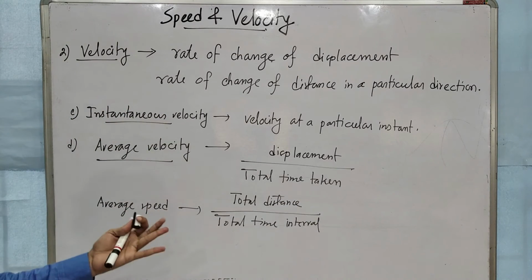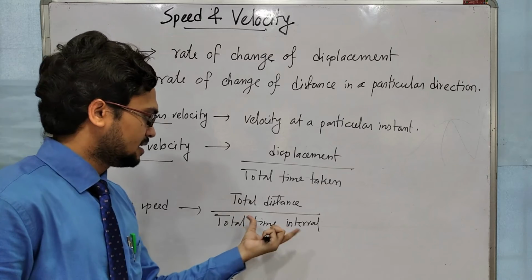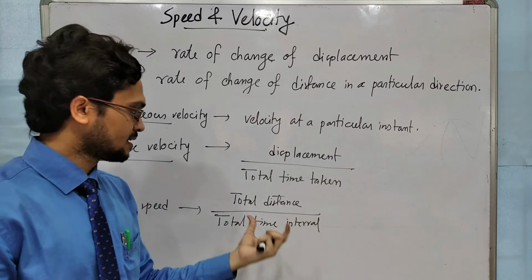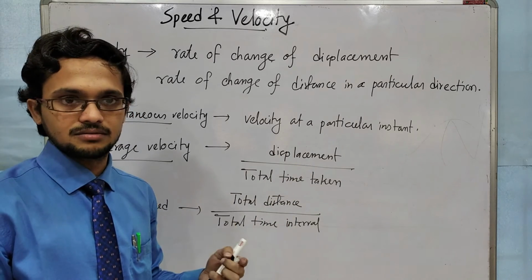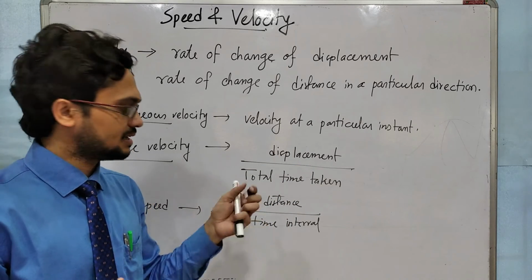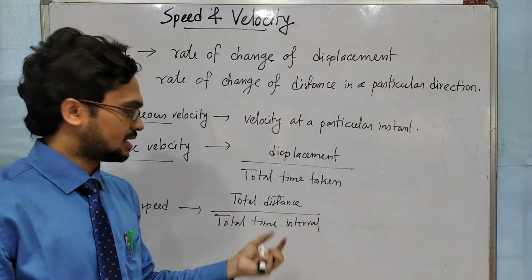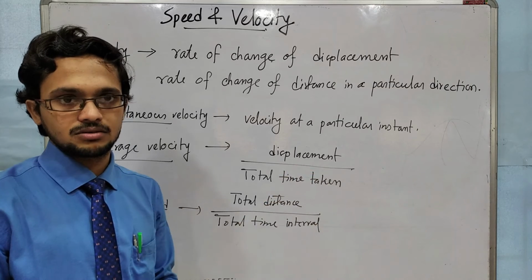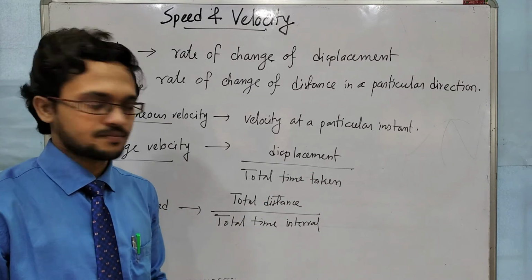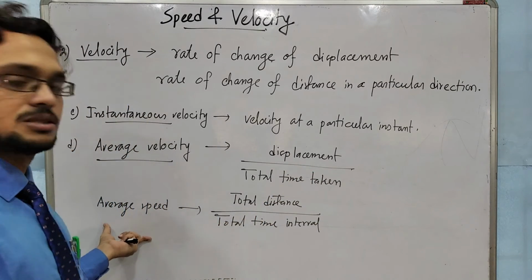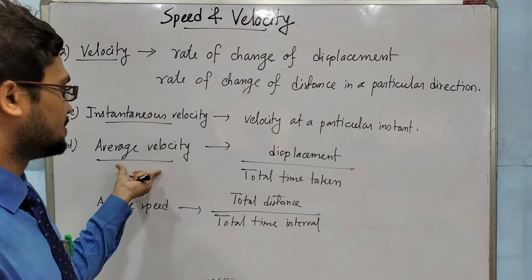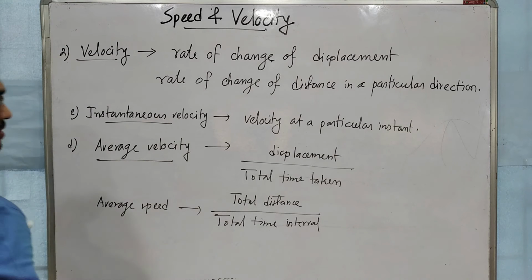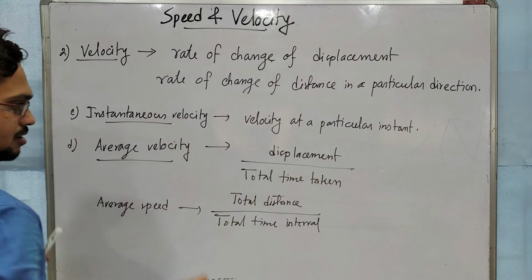Now look here. In many cases we will get distance, but displacement we will not get. Displacement is 0. That difference we have already read in that chapter, that for a moving body, distance is always there, but displacement may be 0, or displacement is negative. Then we will get average speed, but when displacement is 0, the average velocity will be 0. So we will do some numericals.